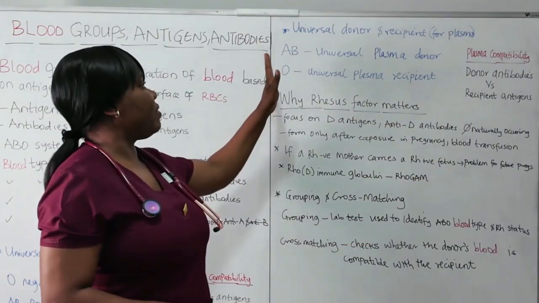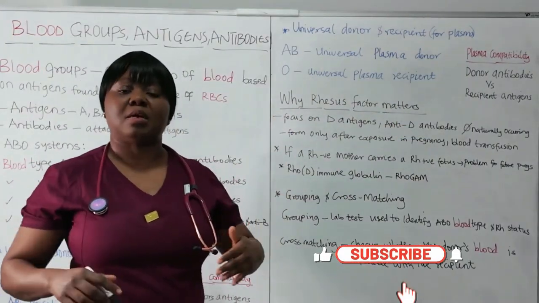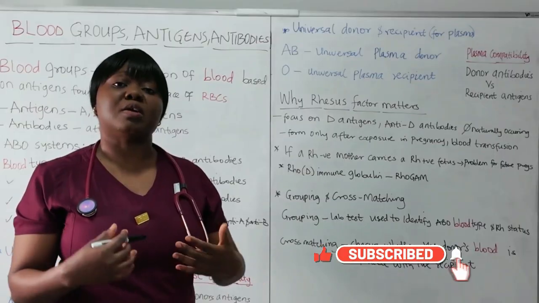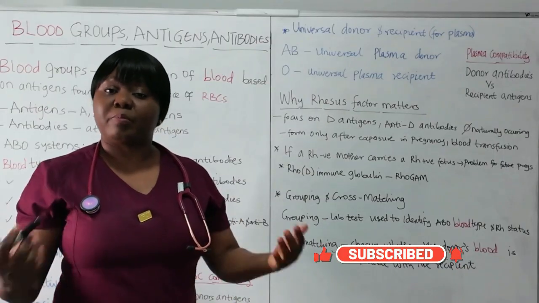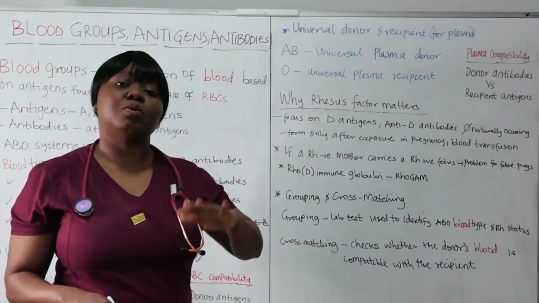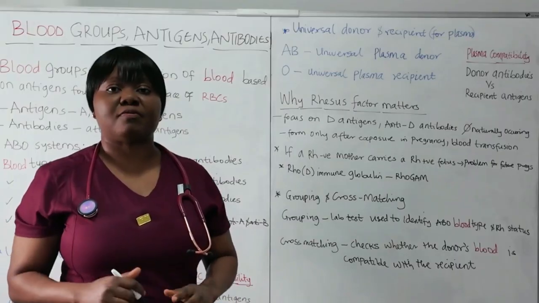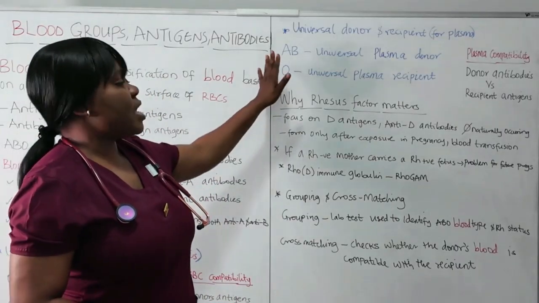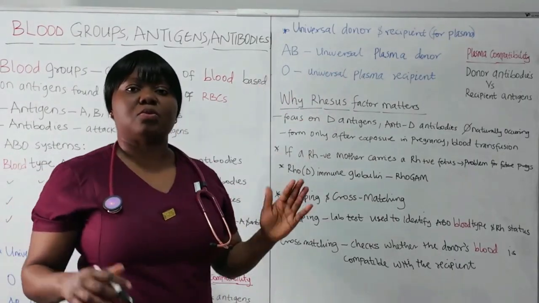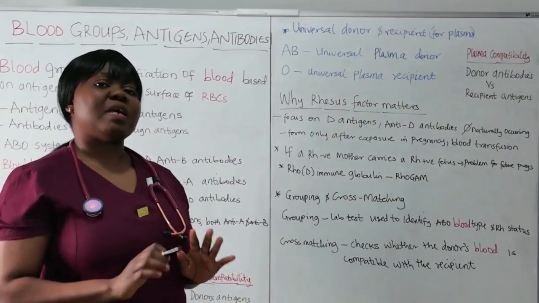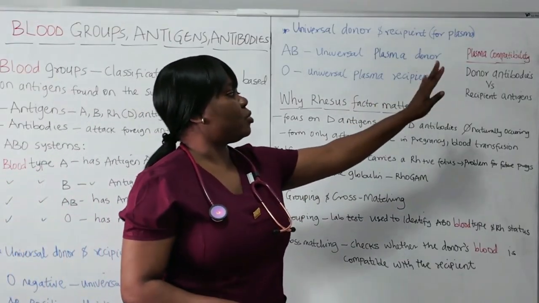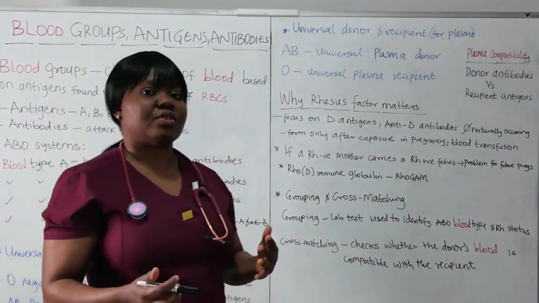Now let's look at the universal donor and recipient for plasma, because some blood transfusions also involve transfusing plasma. We'll look at it in detail when we look at blood transfusion in another video. So we have AB, they are the universal plasma donor. So it's like the opposite. Now for plasma compatibility, it is donor's antibodies versus recipient antigen.